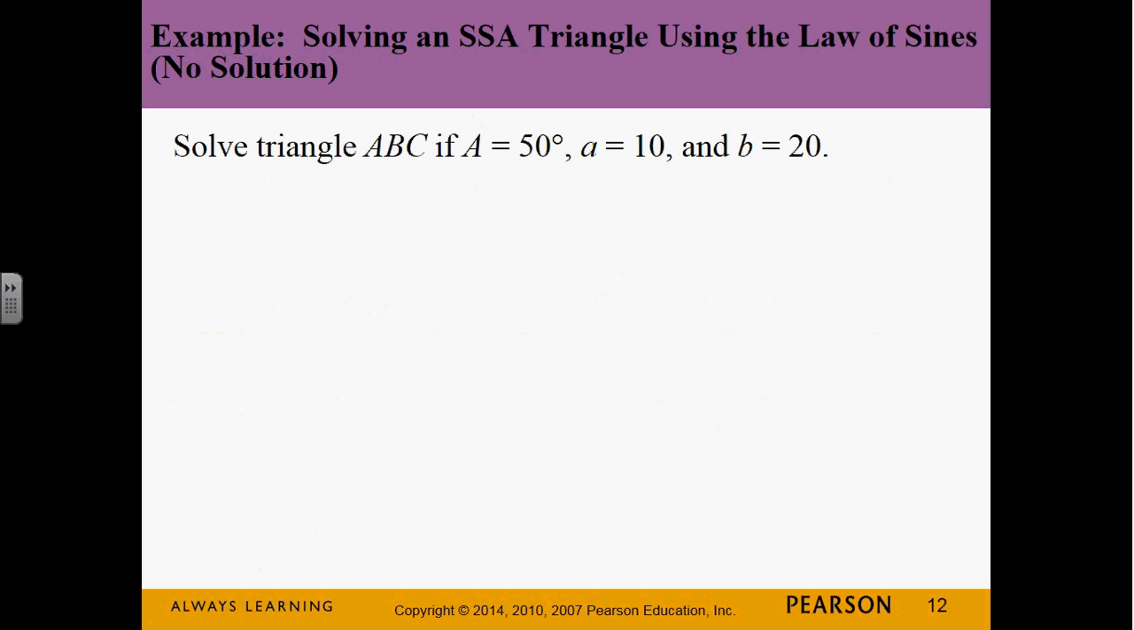Solve triangle ABC if A is equal to 50, a is equal to 10, b is equal to 20. So here we've got side-side angle, right? So we know that there's the possibility. This is the ambiguous case when you're given two sides and one of the angles. So let's work it out and see if we can just solve it. So let's draw a triangle. I'm going to call this A. So this is going to be little a equals 10. I'm going to call this B. So this is going to be little b equals 20. And this will be C, so this will be little c.